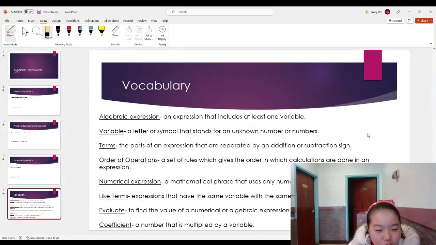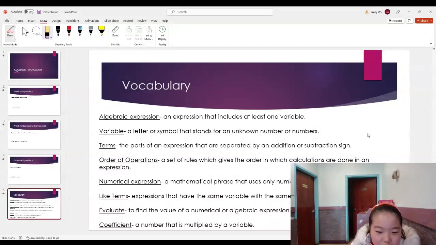So here it is. Algebraic expression: an expression that includes at least one variable. Variable: a letter or symbol that stands for an unknown number or numbers. Terms: the parts of an expression that are separated by an addition or subtraction sign. Order of operations: a set of rules which gives the order in which calculations are done in an expression. Numerical expression: a mathematical phrase that uses only numbers and operation signs.